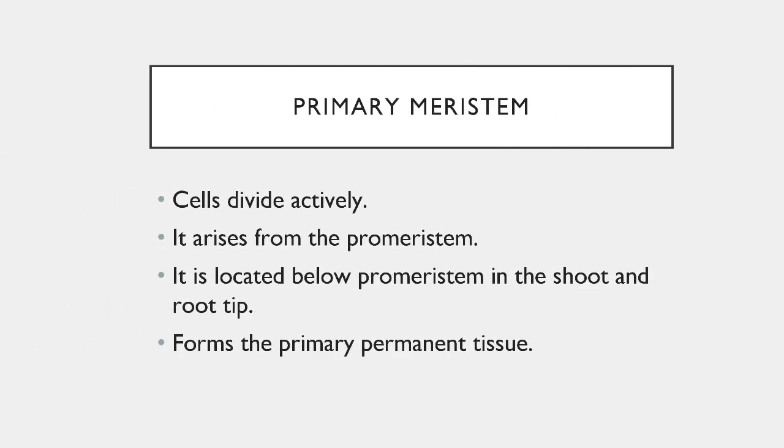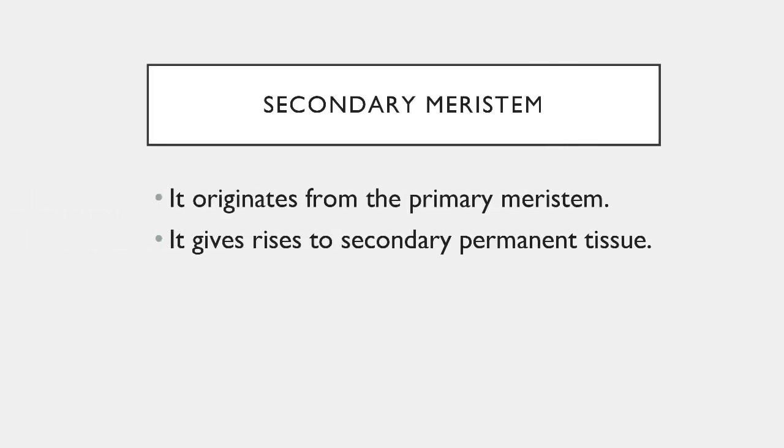Next, primary meristem. It is located below promeristem in the shoot and root tip, where cells divide actively. It arises from the promeristem and forms the primary permanent tissue. Secondary meristem. It originates from the primary meristem and it gives rise to secondary permanent tissue.